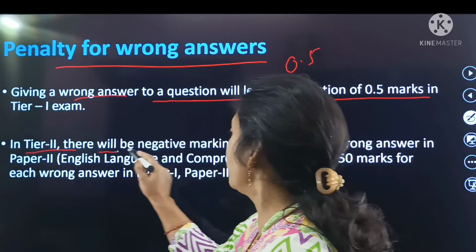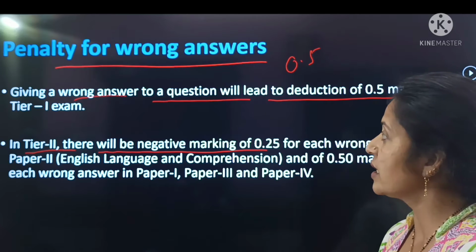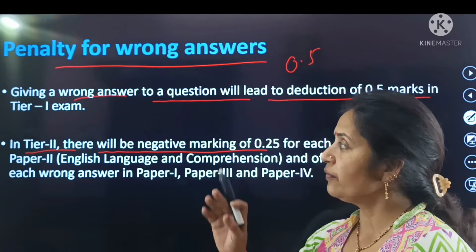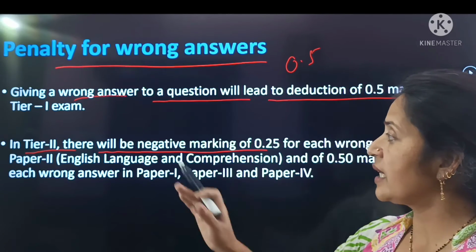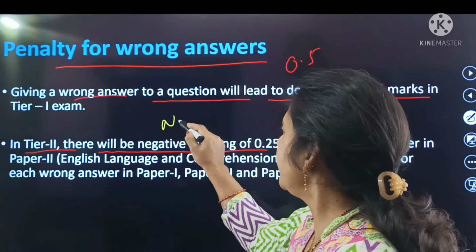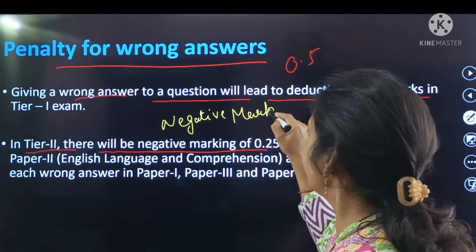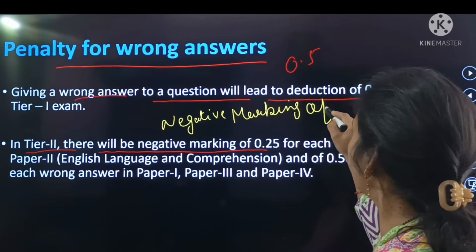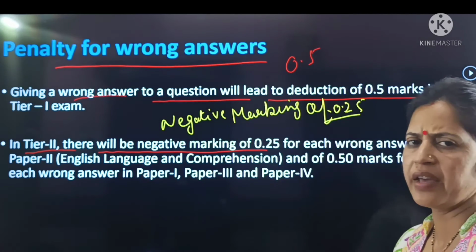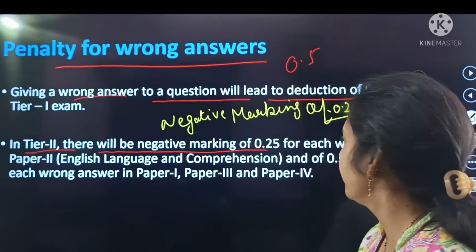In tier 2 there will be negative marking. Tier 1 में तो हमने ये कह दिया कि wrong answer अगर हम किसी भी question का देते हैं that will lead to the deduction of 0.5 marks. But in case of tier 2 there will be negative marking. हर एक wrong answer की जो deduction रहेगी marks की वो रहेगी 0.5 की.